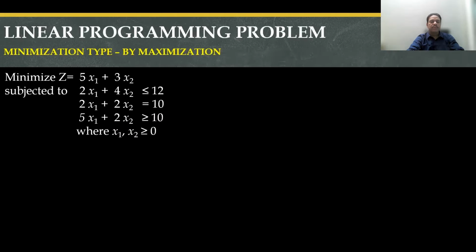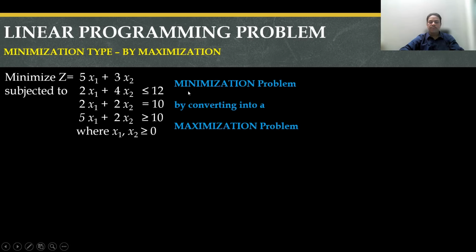The given problem is a minimization type of problem. Minimize z is equal to 5x1 plus 3x2 subjected to three constraints. The first constraint is 2x1 plus 4x2 is less than or equal to 12. The second constraint is 2x1 plus 2x2 is equal to 10. And the third constraint is 5x1 plus 2x2 is greater than or equal to 10. And the non-negativity restrictions, that is x1 and x2, both decision variables are greater than or equal to 0.